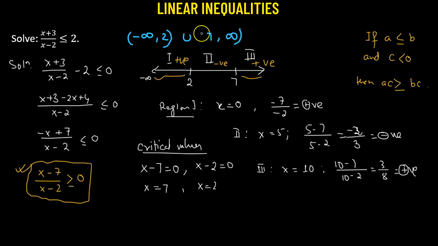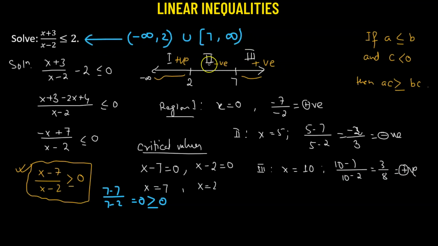What about the value x equals to 7? Is it included? Let's see. So if we substitute 7 into our expression, so we will have (7 - 7)/(7 - 2). So that means we have 0 in the numerator, which gives us 0, and obviously 0 is greater than or equals to 0. There's an equality sign. So that means we have to include x equals to 7. So this is the solution set to the given linear inequality.